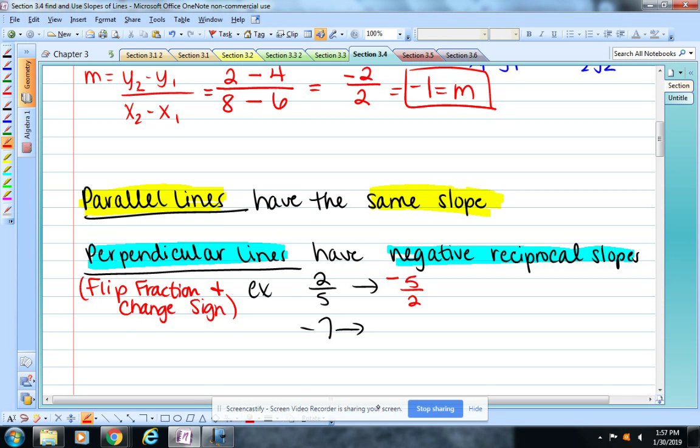Now, -7 is a whole number, right? So if I need to flip a fraction, I need to make that a fraction. So how do I make that a fraction? Yeah, put a 1 under it. Then I flip that and change the sign. What do you think I'm going to get? Positive 1/7. I flipped it to get -1/7. Change the sign is a positive. Does that make sense? Flip the fraction, change the sign. All right.